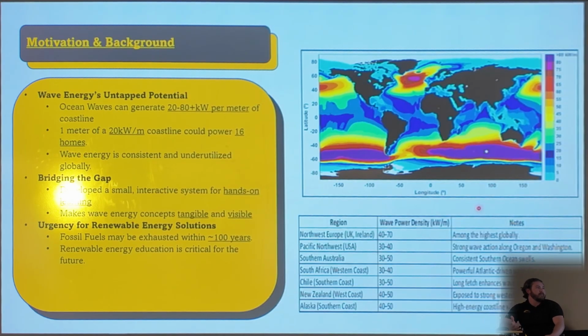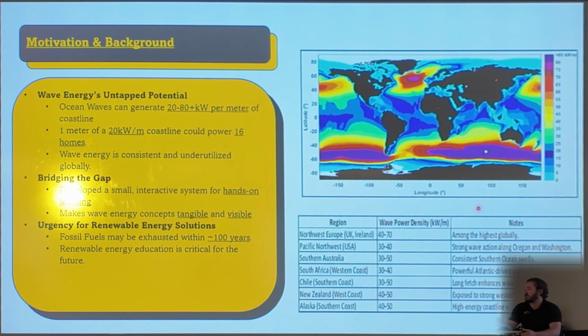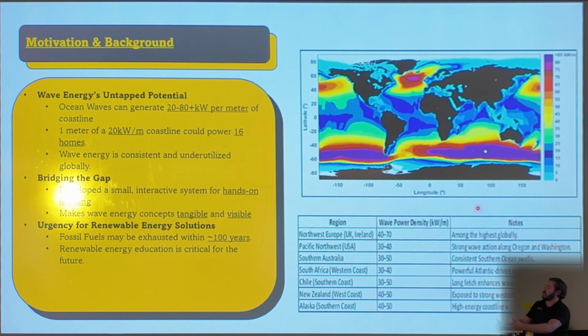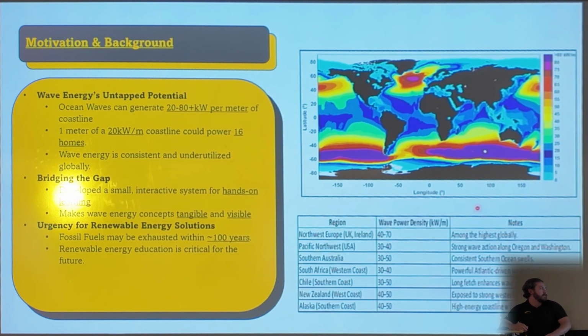So to give you a little bit of background and my motivations about this topic in general, ocean waves can generate between 20 to over 80 kilowatts per meter of coastline. That's the amount of potential energy that exists in those locations. And that is visually represented here on this graph, where you can see the clustering of all of the potential wave energy all over the world. And then below it, you can see more specific locations that might be more familiar and their corresponding wave energy densities.